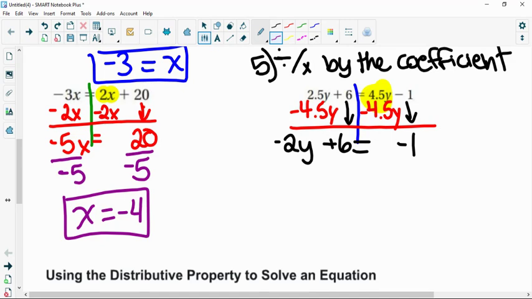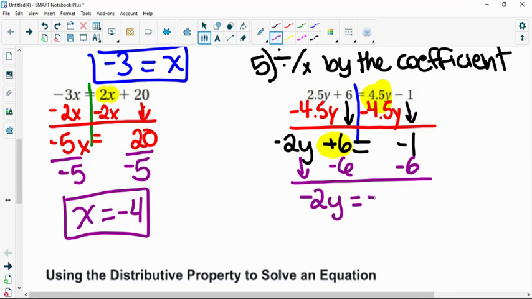So I am going to focus in on the +6. If I want to move it to the opposite side, the opposite of a +6 is a -6. My -2y comes down. I have -1 minus 6. So you owe your friend $1. They let you borrow $6 more, so you now owe them $7.